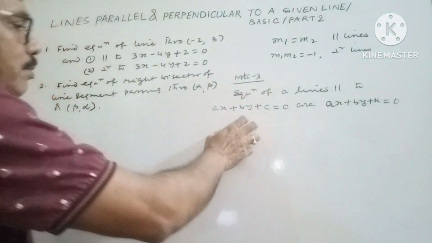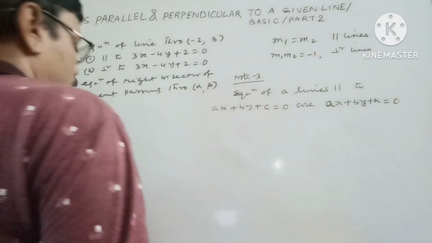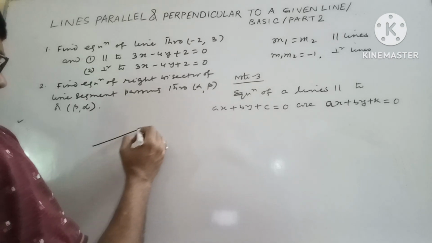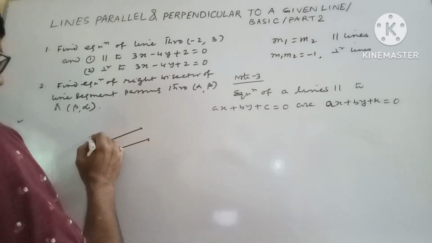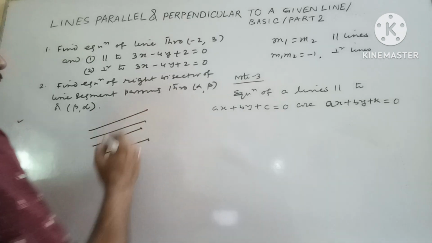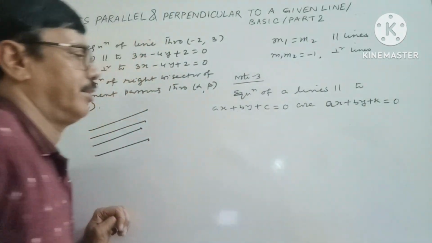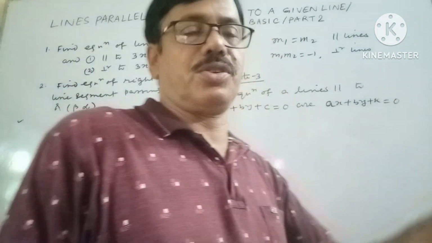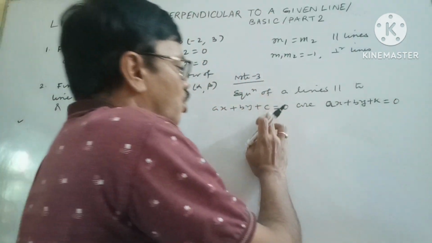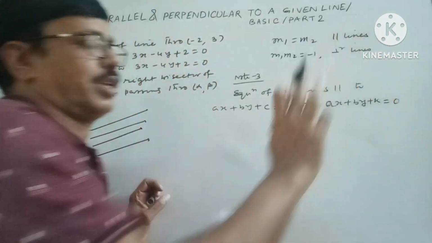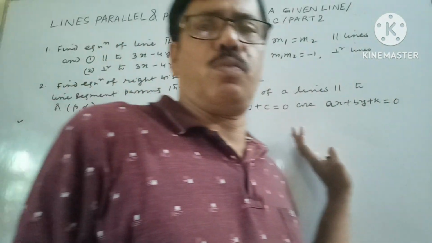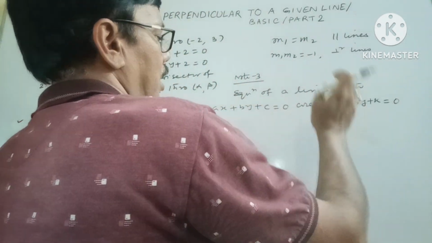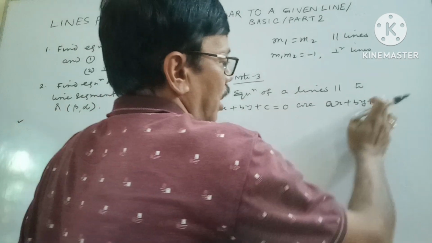So, how to find parallel lines? Look, if a line is given, you may get many lines parallel to it. How is it obtained? It is obtained by changing the constant term only. Here c is the constant, you change it to k or minus k as you please, any constant. So, how to find parallel lines? By changing the constant.